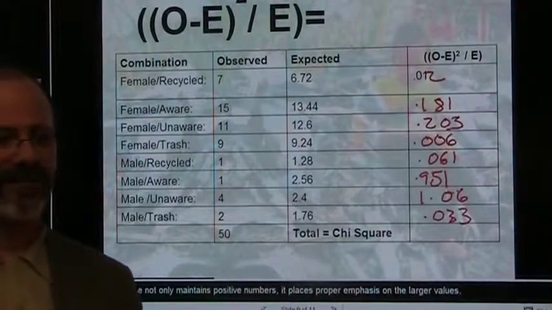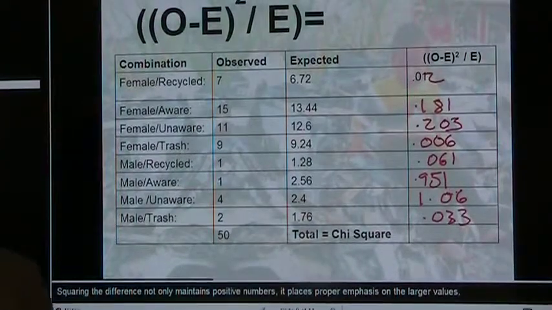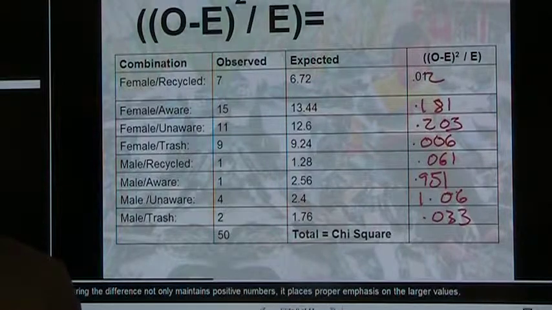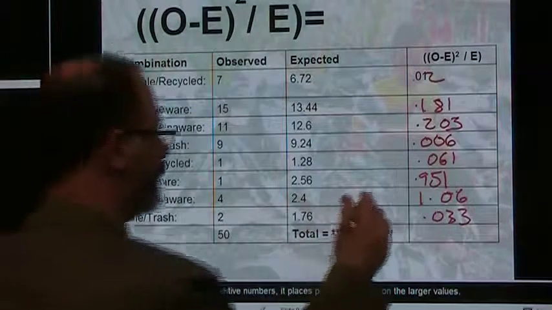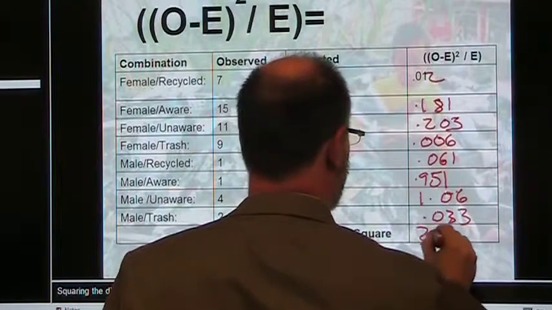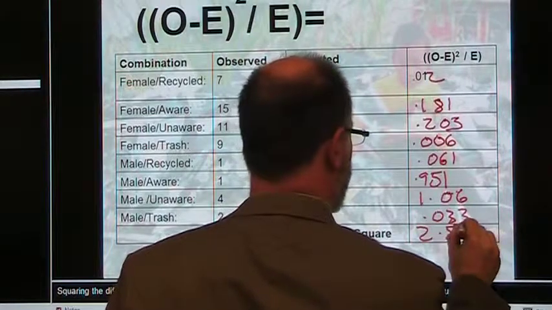What did I do wrong? Can I do it right now with you? Hold on, I'm starting again. I got 2.507 at the bottom. Could that be right? It's close. All right, I'll take close.